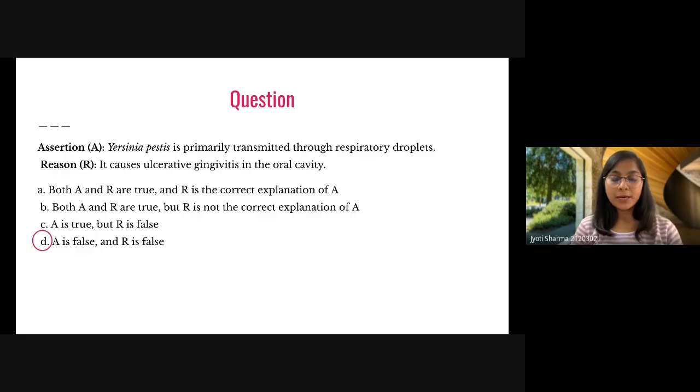Okay, so the answer is D, because we already have talked about that this Yersinia pestis is one of the bacteria that can cause the plague, and this plague is spread through rats or through fleas. So this is not the right assertion. Then coming to the reasoning, this is causing the plague, but not any problem in the oral cavity. So that's why the reasoning is also false. So that's why D is the right answer, that A is false and R is also false.